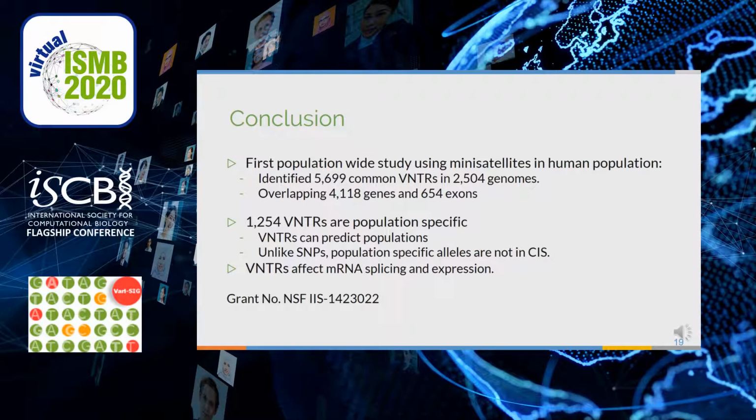So to conclude, this is the first population-wide study using minisatellites in the human population. We found 5,699 common VNTRs, which overlap with over 4,000 genes and 650 exons. A good proportion of them, over 1,200 of these common VNTRs, are population-specific. We can predict populations with high accuracy using VNTR alleles. And we also showed that VNTRs that overlap with introns and exons or are inside the promoter regions may affect splicing and expression of genes.